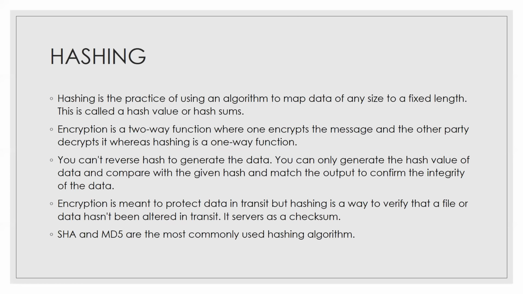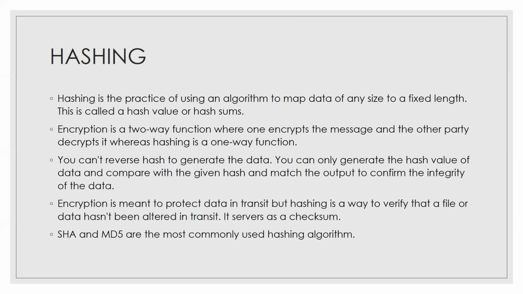So encryption is to protect the data in transit, but hashing is a way to verify that the data has not been altered in transit. So it serves as a checksum. And SHA and MD5 are probably the most commonly used hashing algorithms.